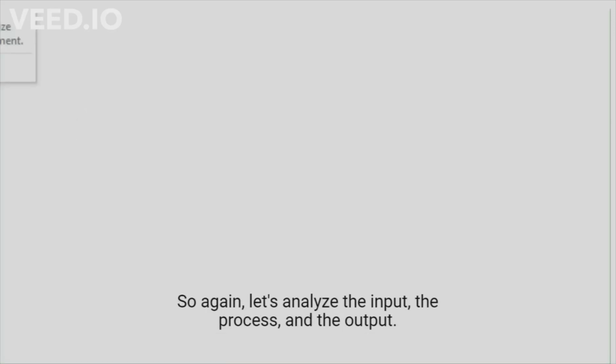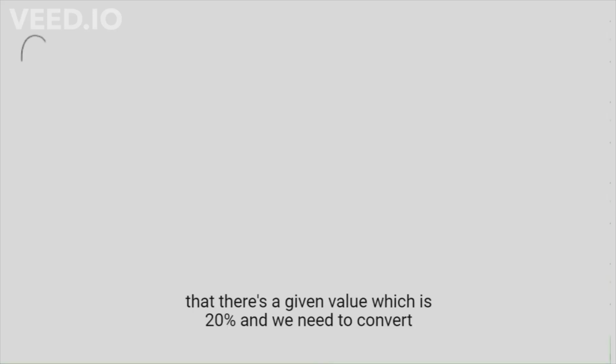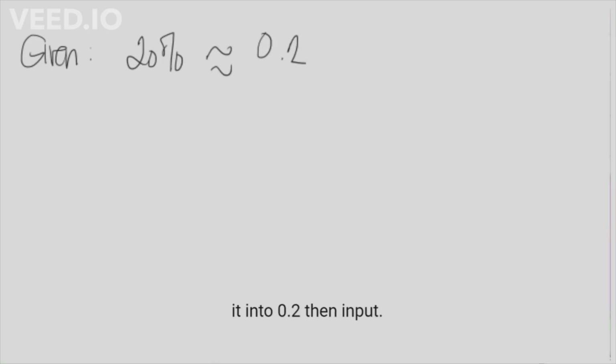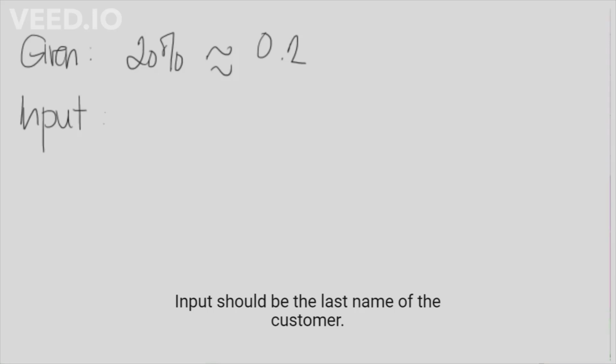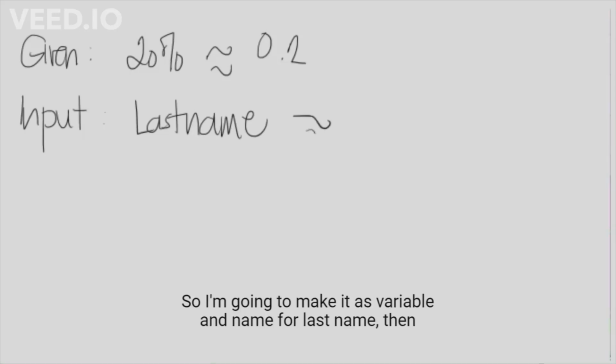So again, let's analyze the input, the process, and the output. But before that, since there is a constant 20%, let's have here that there is a given value, which is 20. And we need to convert it into 0.2. Then input. So what should be the input? Input should be the last name of the customer. Okay, so I'm going to make it as variable L name for last name.